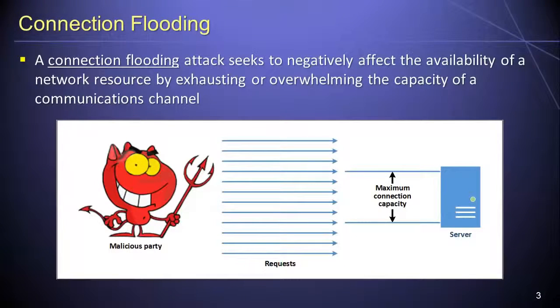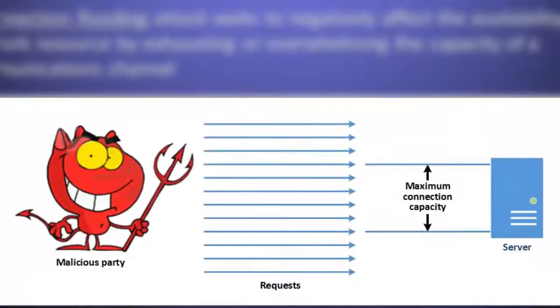A connection flooding attack seeks to negatively affect the availability of a network resource by exhausting or overwhelming the capacity of a communications channel. Connection flooding is the most elementary type of denial of service attack and is also often the simplest form of DOS attack to actually implement. The figure shown here illustrates the generic principles underlying the various types of connection flooding attacks. As shown in the figure, the communications link, which connects the target server to the rest of the network, has a maximum information carrying capacity. Similarly, the server itself has a maximum information processing capacity.